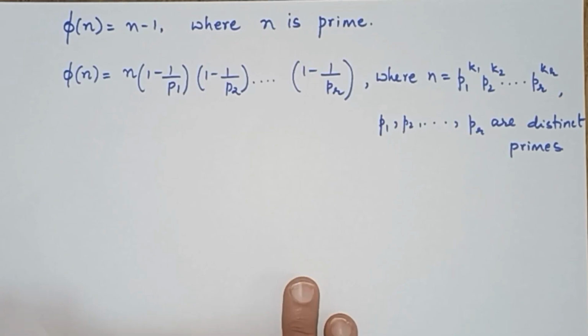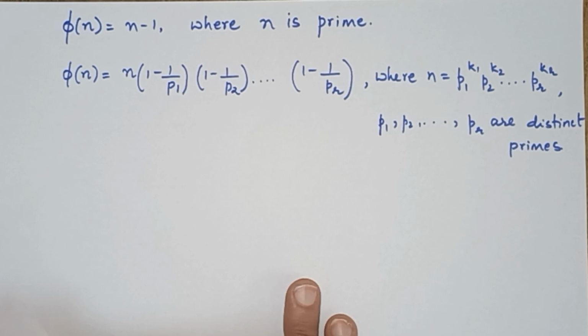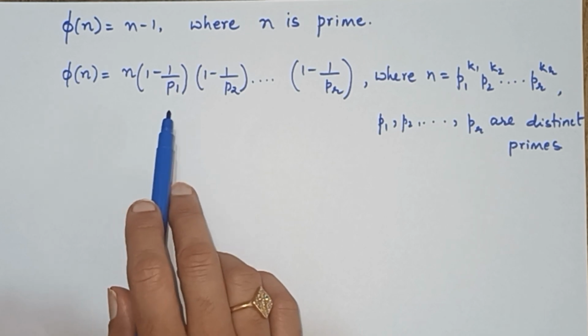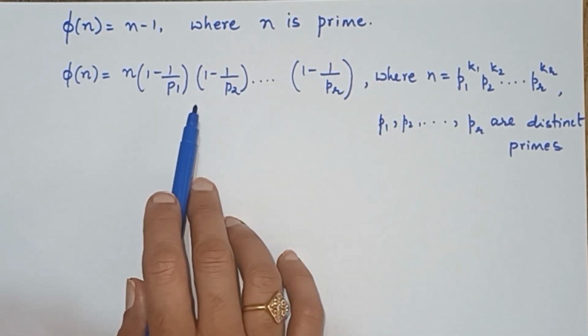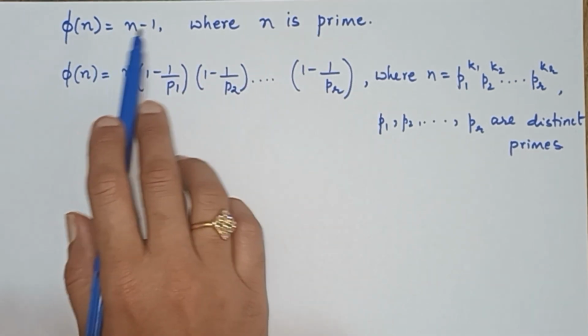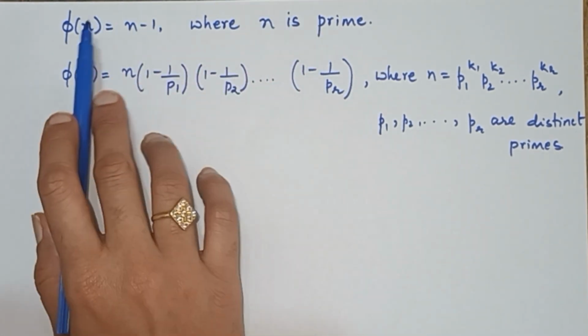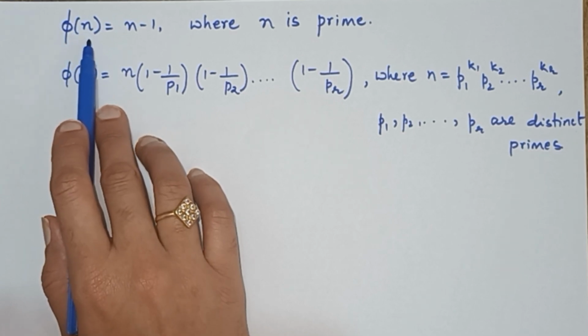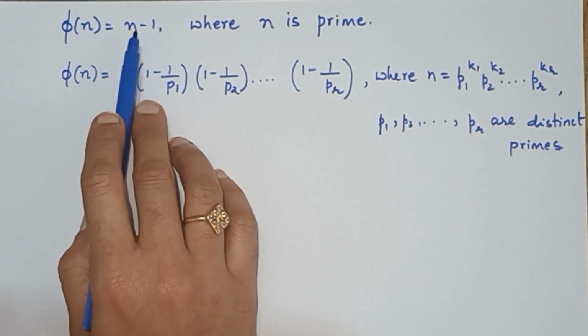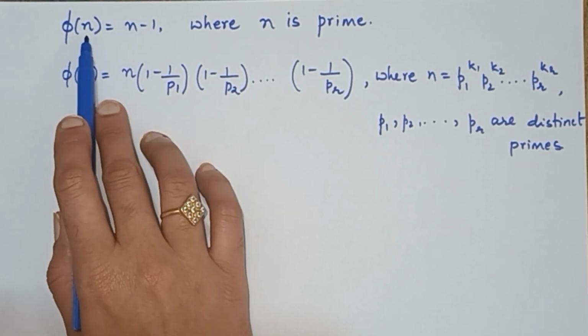Here is a result which helps you calculate the value of the phi function for any positive integer n. We know that any positive integer n is either prime or can be expressed as a product of primes, by the fundamental theorem of arithmetic. Therefore, if n is a prime number, then Euler's phi function of n is given by n minus 1. There are n minus 1 positive integers which are relatively prime to n.